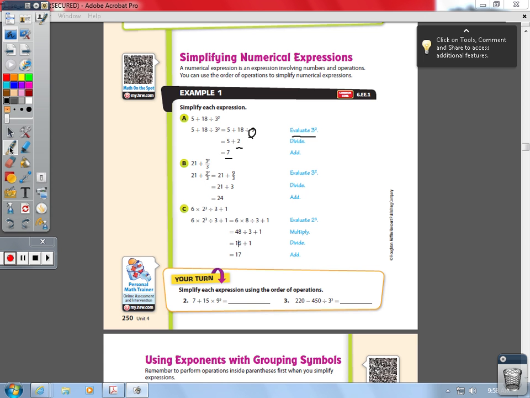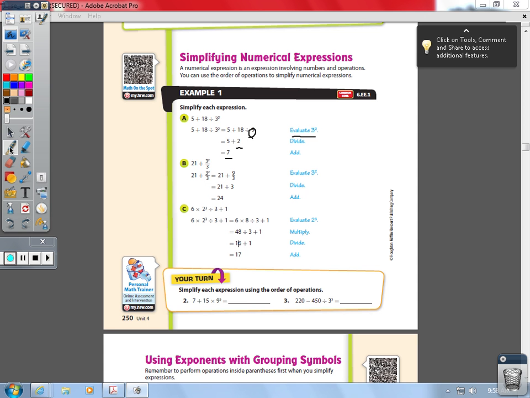Okay, if you need more time, please pause the video, otherwise we will go ahead and solve this. So we have 7 plus 15 times 9 squared. There are no parentheses, so the first thing we're going to do is take care of the 9 squared. 9 times 9 is 81.